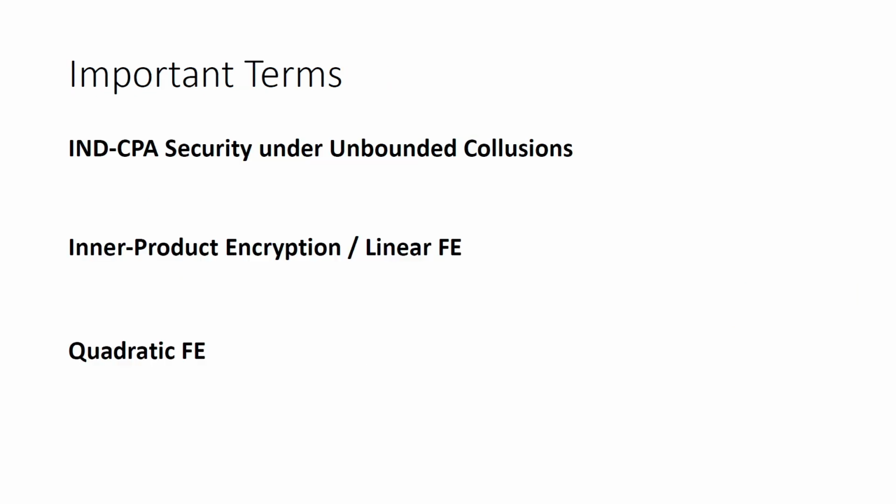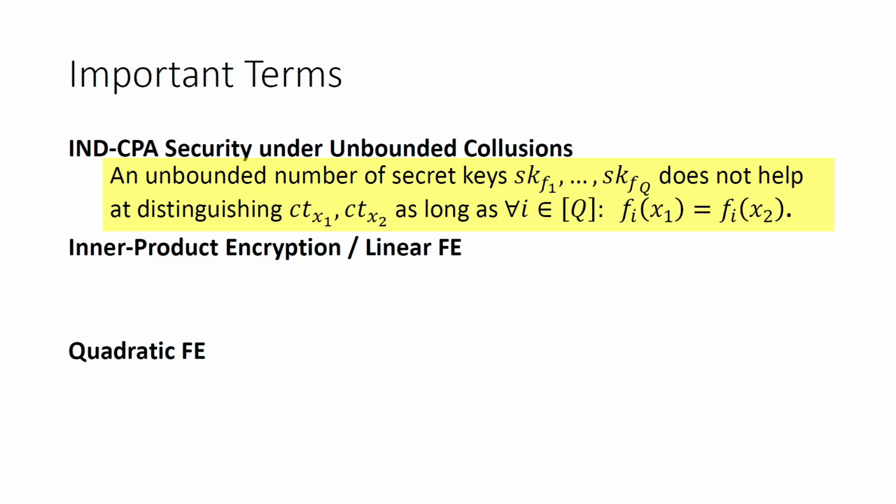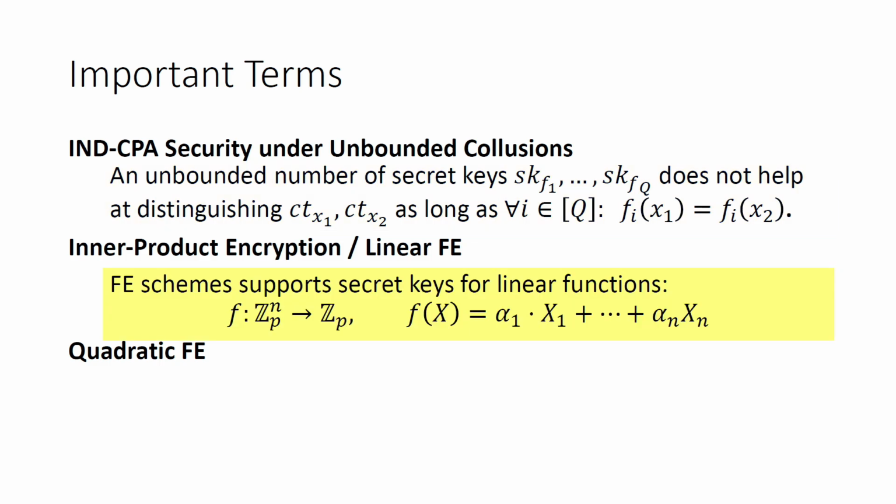Okay, we have to talk about some technical terms, I'm sorry. Unbounded collusions. We want security under unbounded collusions. This means the eagle may ask for a lot of secret keys, which are polynomial but not bounded a priori. And as long as those secret keys cannot distinguish between the two challenge message pairs, they won't help the adversary in the NCPA game.